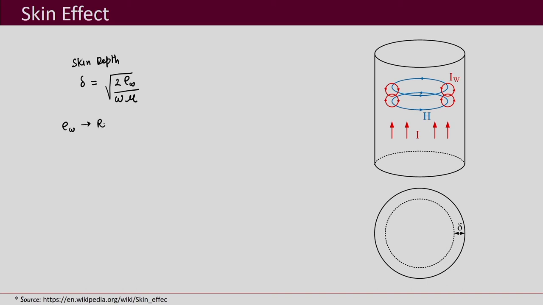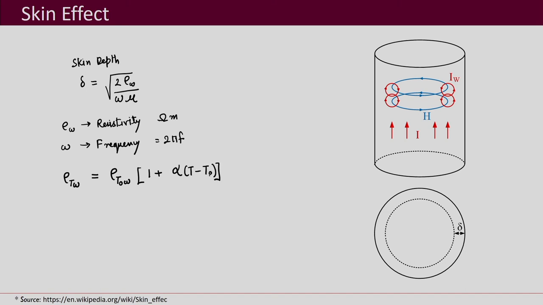is the resistivity of the conductor. Its unit is ohm meter. Omega is the frequency, equal to 2 pi f, and mu is the permeability of the conductor. Now this rho w is a function of the temperature. So for a particular temperature T, this will be given as equal to rho T0 multiplied by 1 plus alpha times T minus T0, where alpha is the temperature coefficient of resistance.